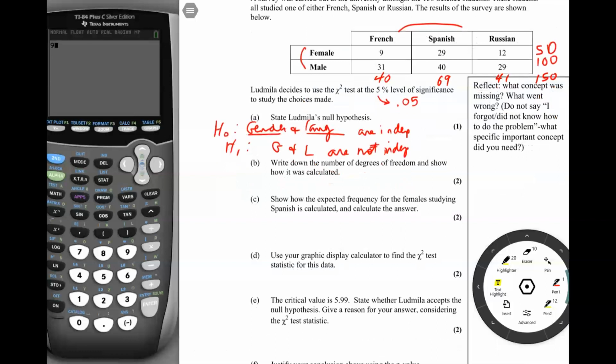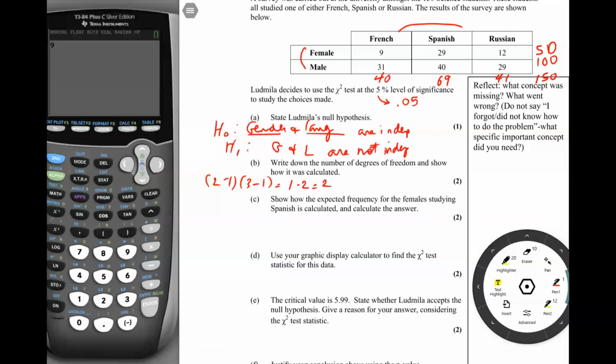Write down the number of degrees of freedom and show how it was calculated. So remember that it's a 2 by 3 matrix, so the way you calculate degrees of freedom for a 2 by 3 matrix is you subtract 1 from the number of rows, you subtract 1 from the number of columns, and that gives you 1 times 2, which is equal to 2.